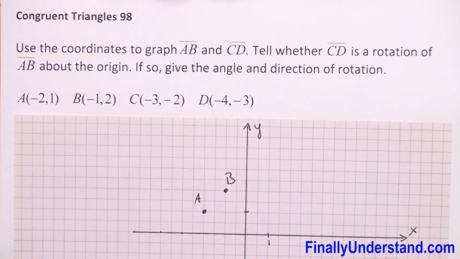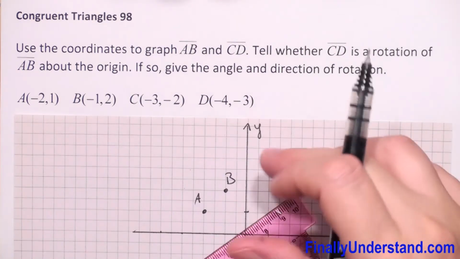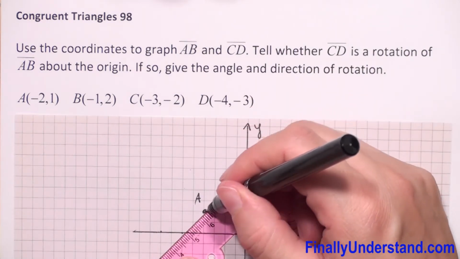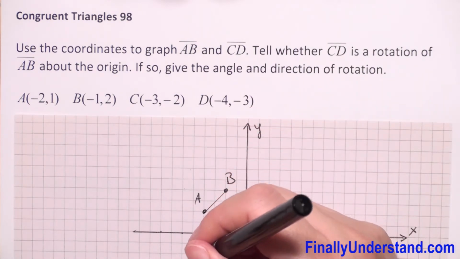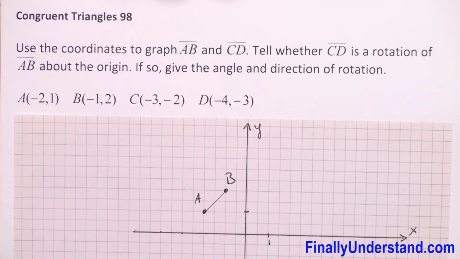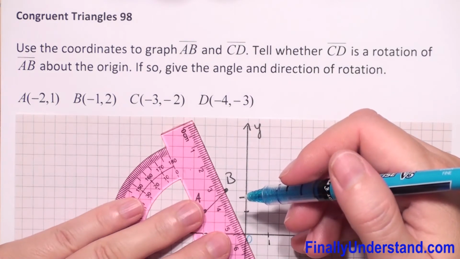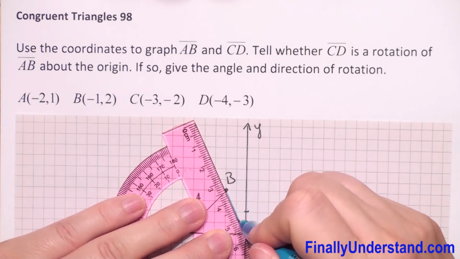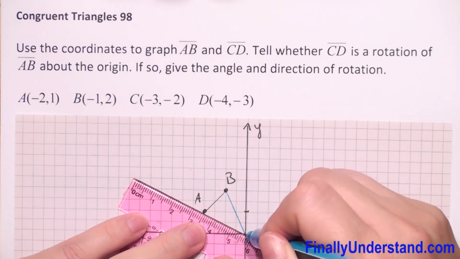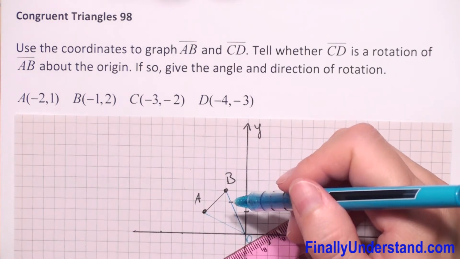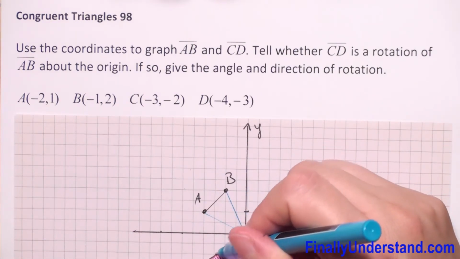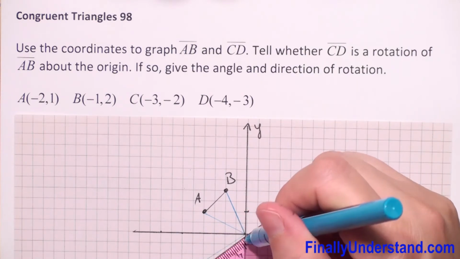So now we have to connect point A and B, and we have segment AB and segment CD. Next, to check if CD is a rotation of AB about the origin, we have to connect the origin with B and A and C and D.